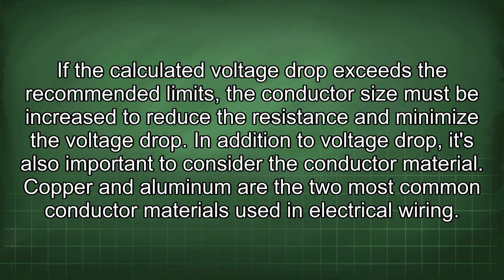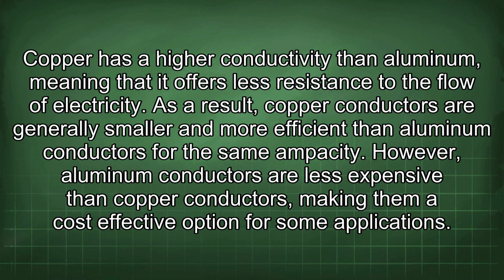Copper and aluminum are the two most common conductor materials used in electrical wiring. Copper has a higher conductivity than aluminum, meaning that it offers less resistance to the flow of electricity. As a result, copper conductors are generally smaller and more efficient than aluminum conductors for the same ampacity. However, aluminum conductors are less expensive than copper conductors, making them a cost-effective option for some applications.